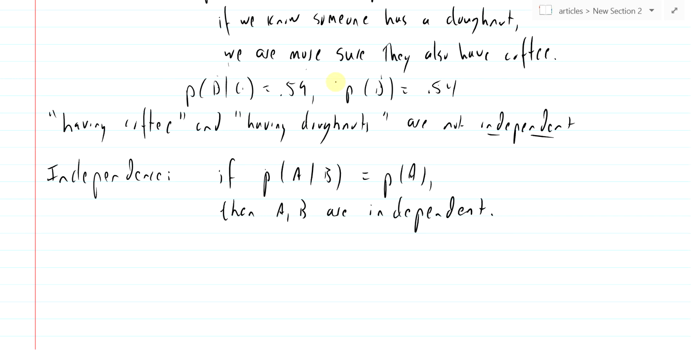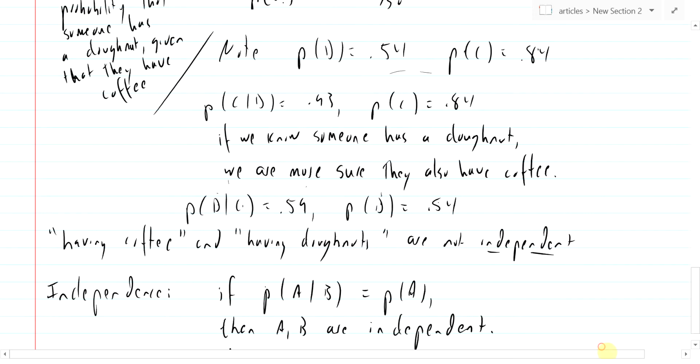So they're not independent. And note this is also, right, if P of B given A equals P of B, right? Because it doesn't really matter. We're talking about whether or not A and B are independent. So what we found here is that knowing people had donuts increased the probability that they would also have coffee.